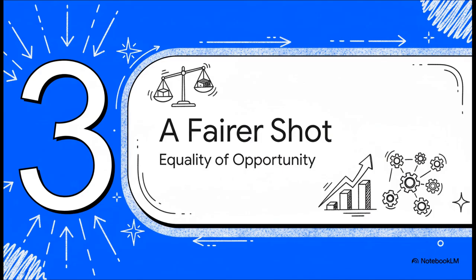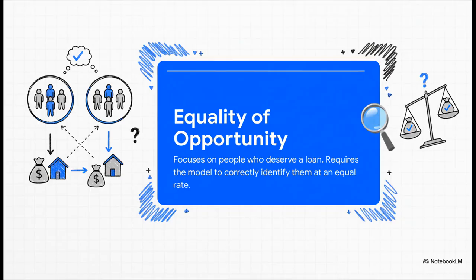So that leads us to a more nuanced approach. Let's see how this next idea builds on the last one. It's called equality of opportunity, and it really is a big step in the right direction. Okay, this is a huge improvement. We're not just looking at the final approval rate anymore. Now we're asking a much, much smarter question.